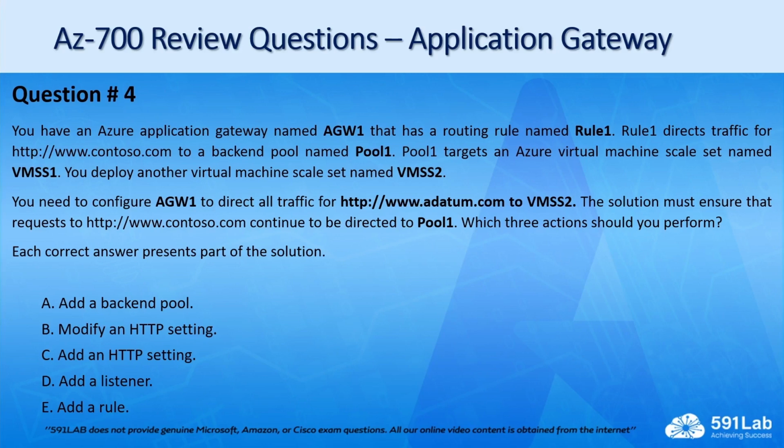So let's understand this part. We have one application gateway. Inside that application gateway, we have one rule. And we have one backend pool called pool 1. And pool 1 is using virtual machine scale set 1 as its target. Fine. We also created another virtual machine scale set, which is VMSS2.